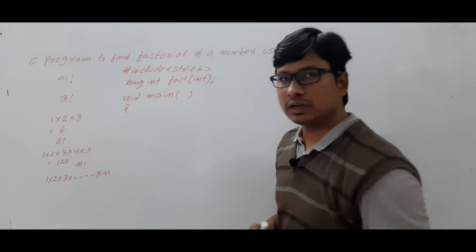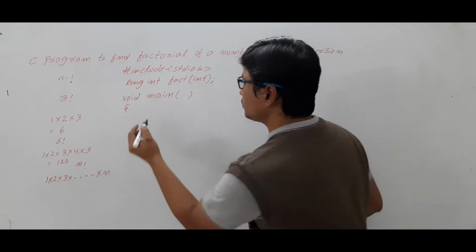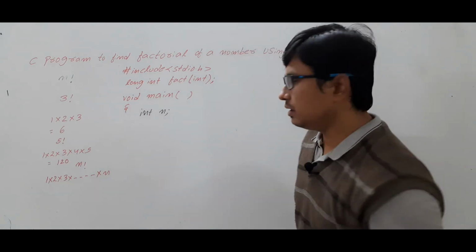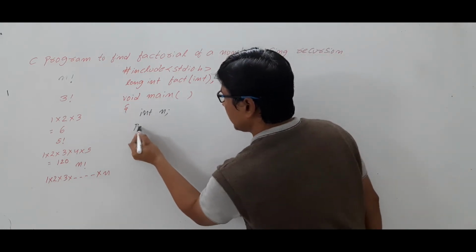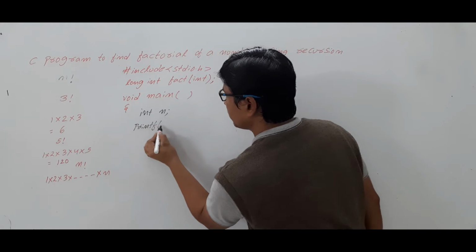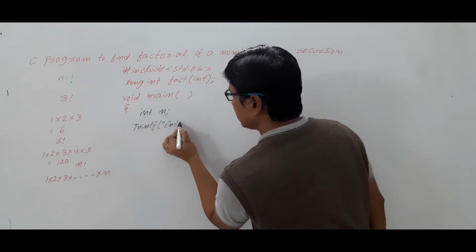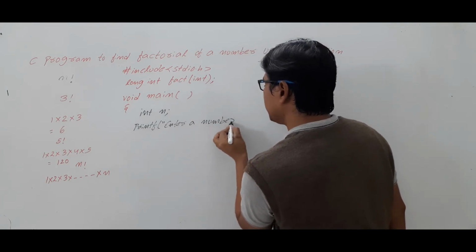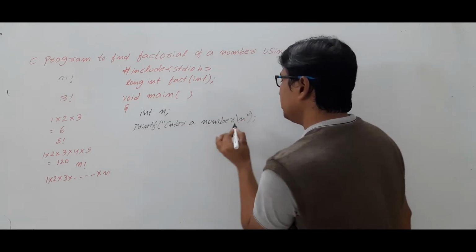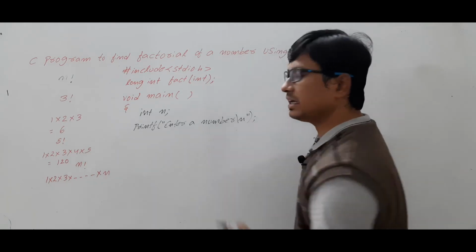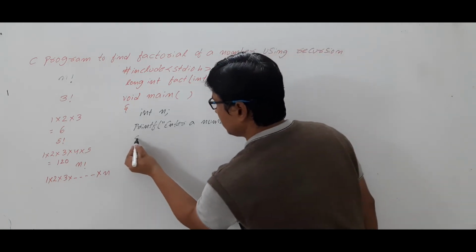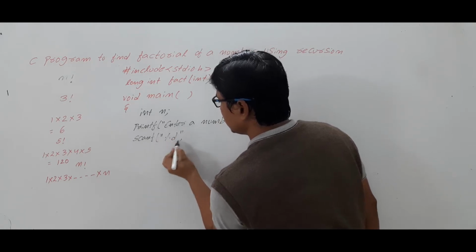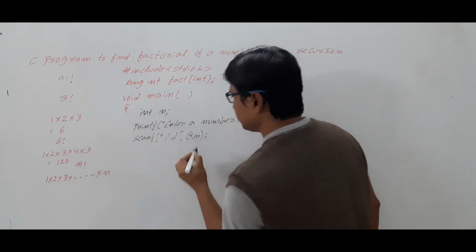Now I need to define the main function, void main. What are the variables I need to use? All those variables I need to declare. So let me take int n. Then I need to take the value of n from the user. So printf enter a positive number or enter a number, because for a negative number we cannot define the factorial. Scanf percentage d ampersand n.